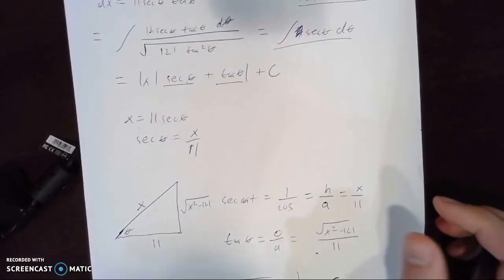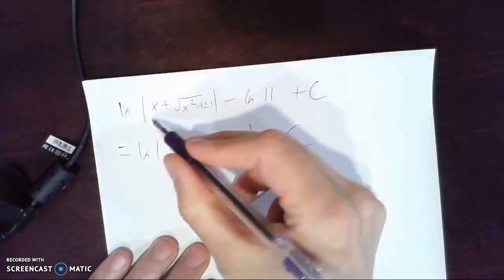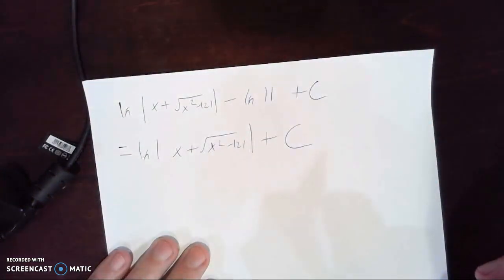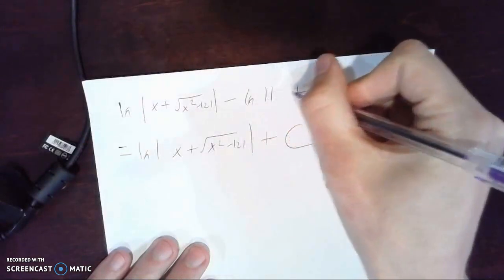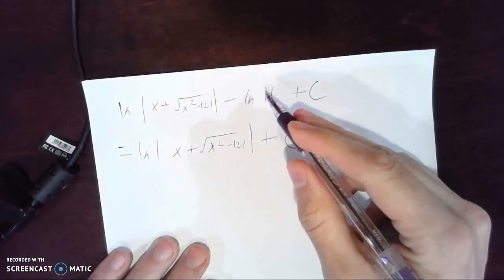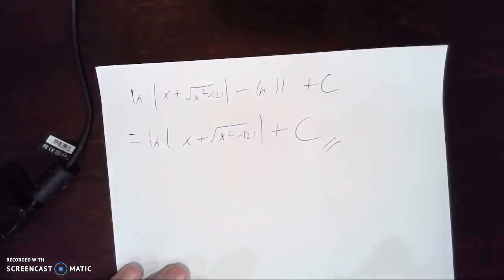There's a little bit more cleanup that we can do on this. One of the log rules, if we're dividing by 11, we can rewrite that as subtracting the log of 11. And then this log of 11 can get absorbed into the constant because it's just another constant. It can get absorbed into the arbitrary constant, and we get that for our final answer.